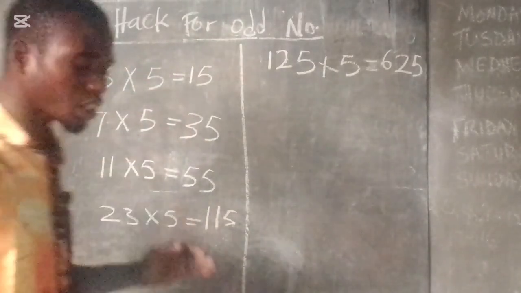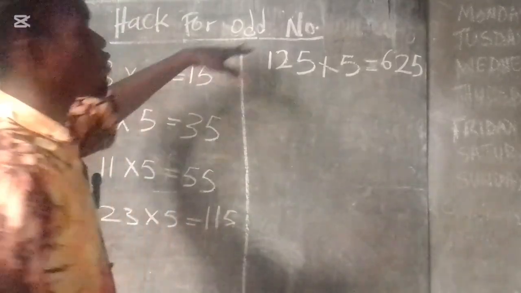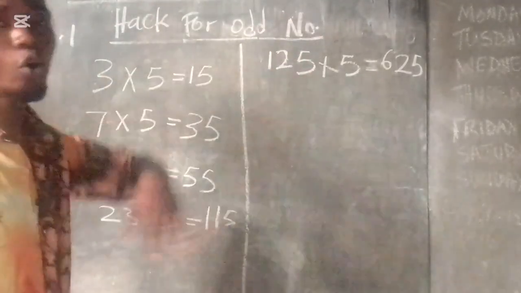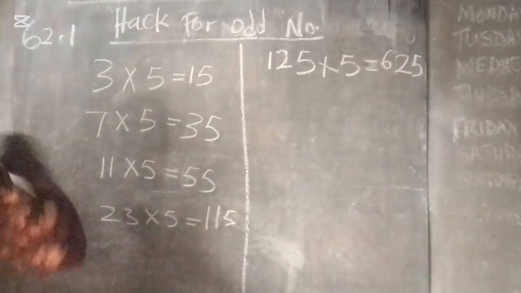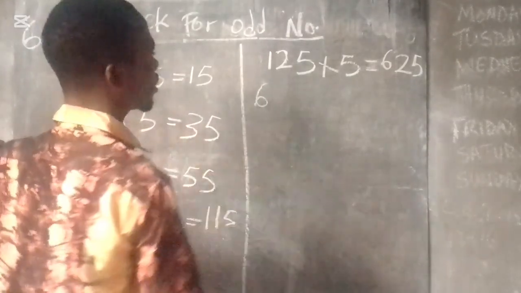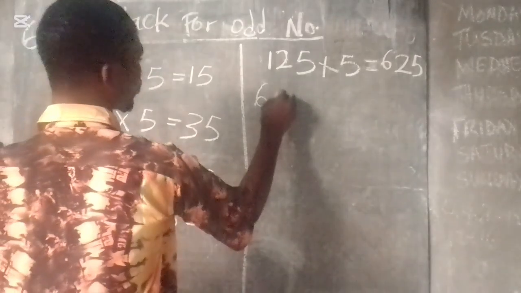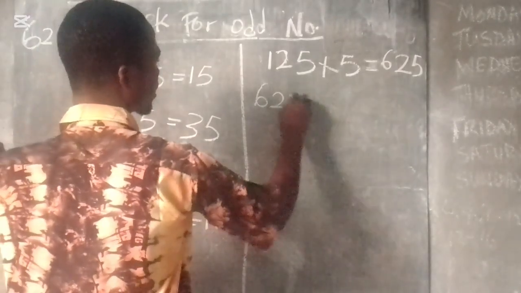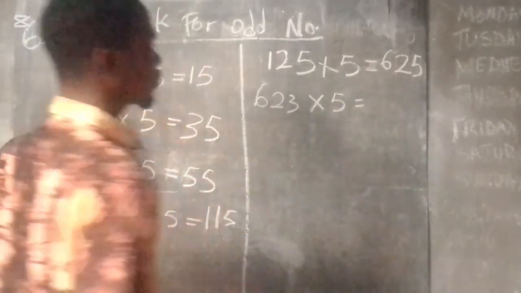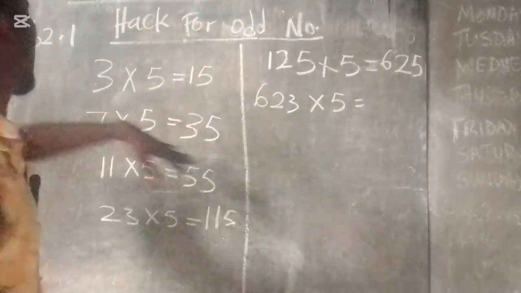So that is it. That is the trick in multiplying 5 with our odd numbers. Let's try another bigger number like 623. 623 times 5.